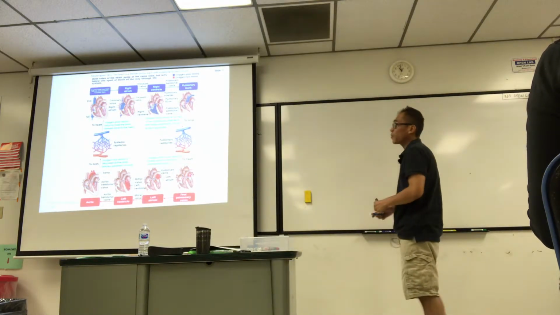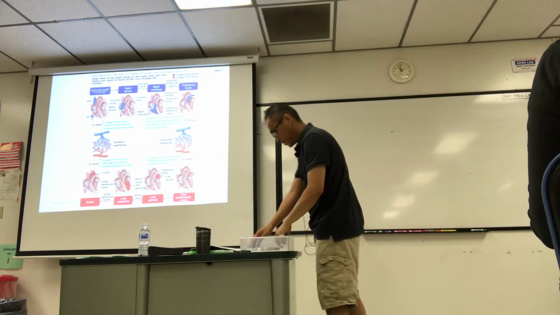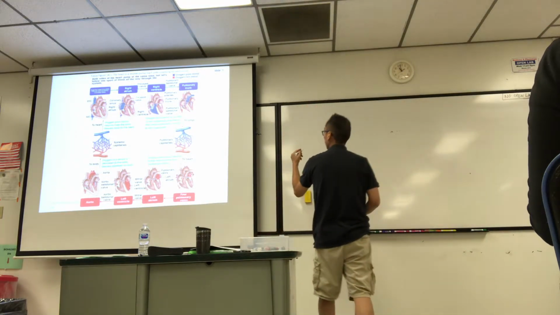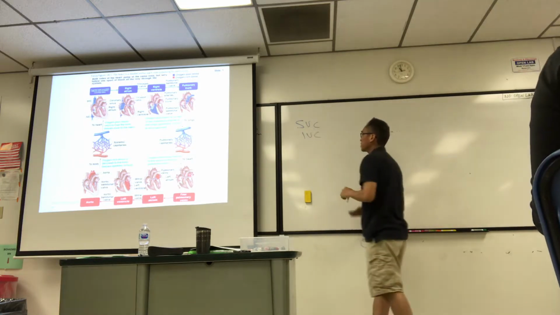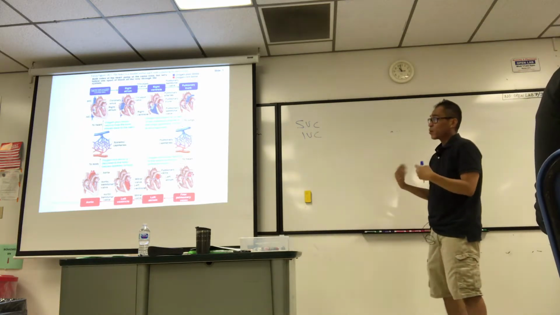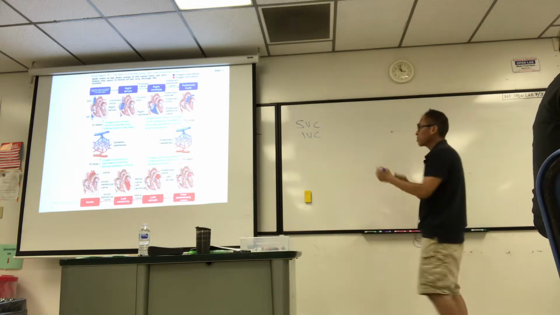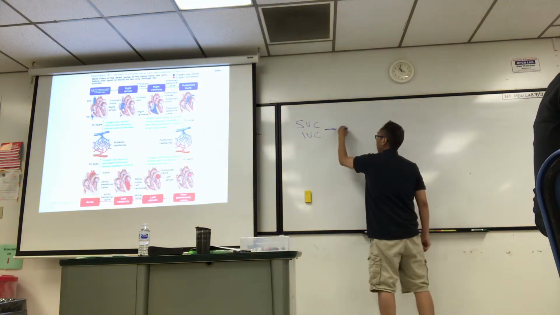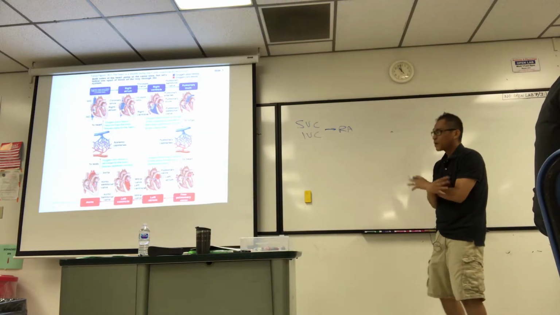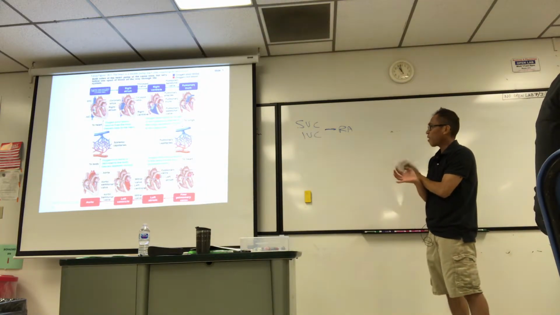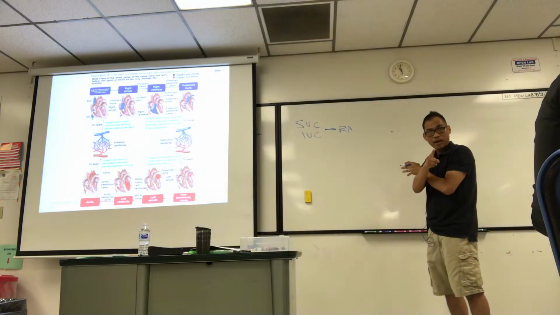It starts off with SVC, IVC, blue because it's deoxygenated blood. Then where do you go? Well, number 1, right atrium, RA. I'll do it real quick. This is just an overview; I already went through everything. Think about what valve I've got to go through to get from RA to RV. Tricuspid.